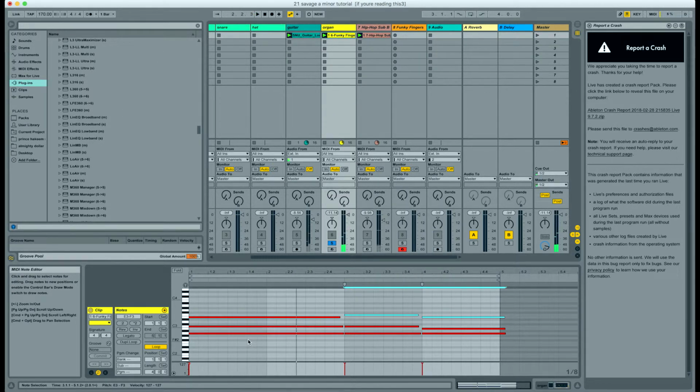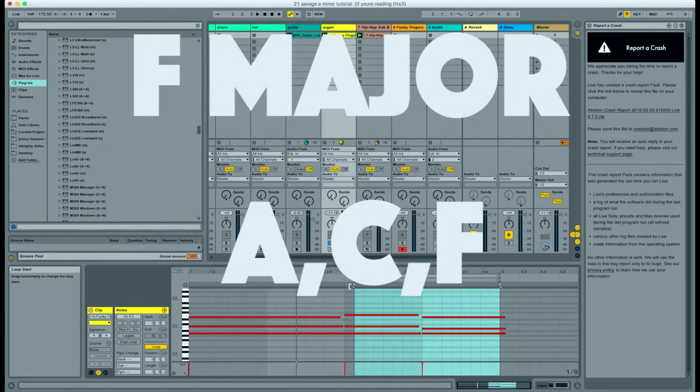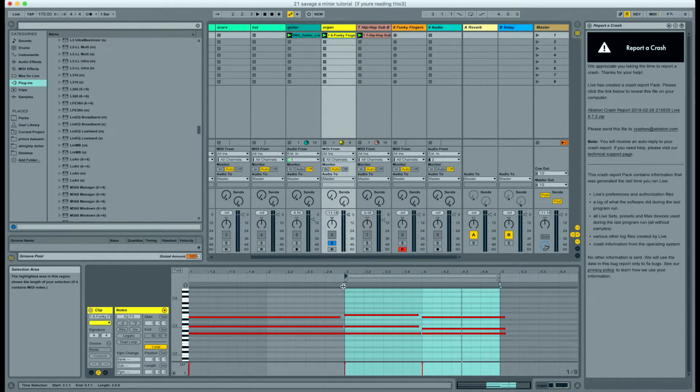Okay, that is an A minor chord. Now the second chord is an F major chord. Okay, and the reason why an F major chord would work is because it shares the same exact notes that are in the scale of A minor, and it sounds like, okay? And then those notes were A, C, and F.